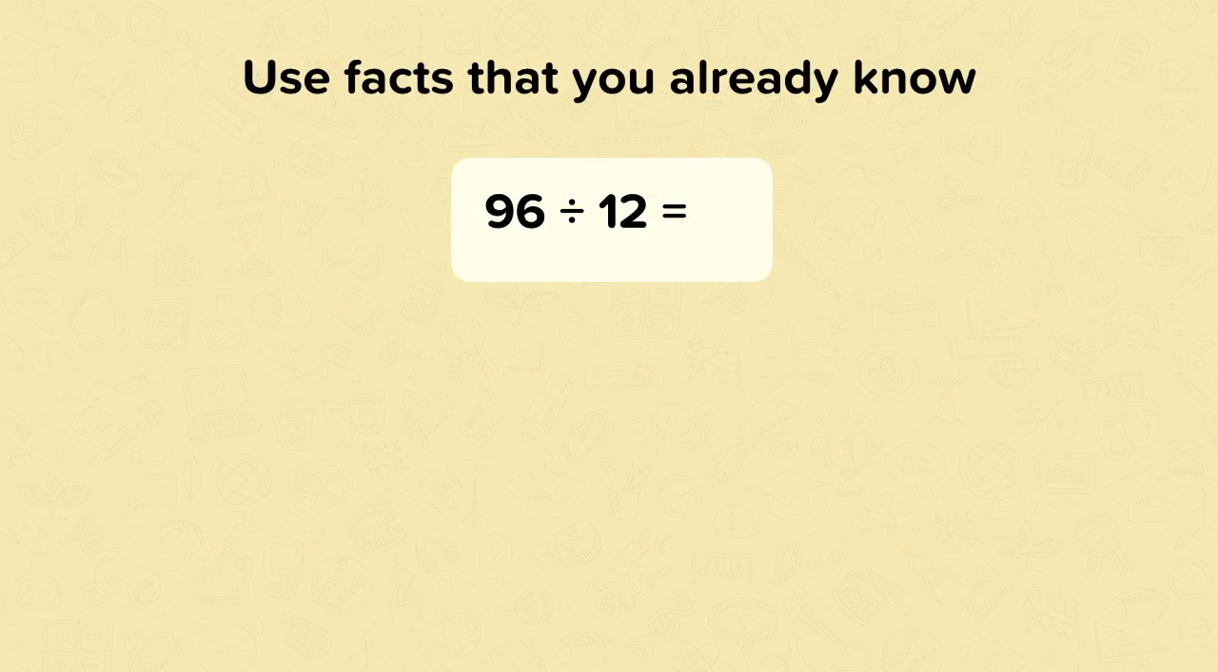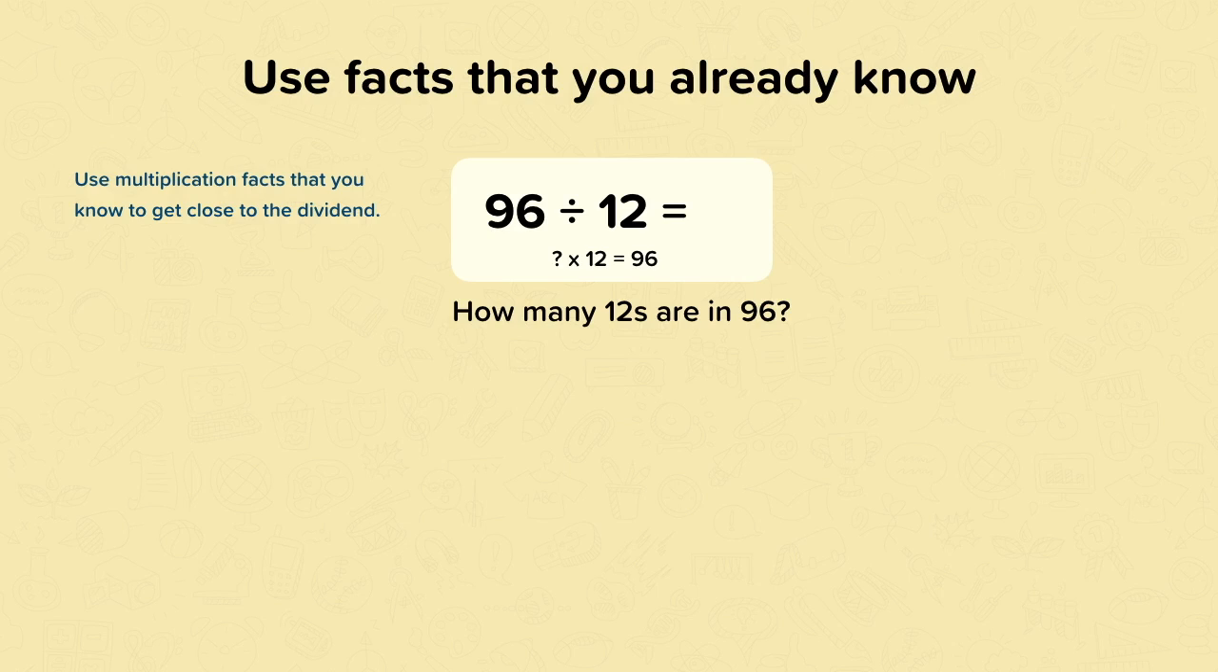If you're working with larger numbers, you can use facts that you already know to help you. So let's look at this example. 96 divided by 12. This is the same as saying how many 12s are there in 96, or the inverse, something times 12 equals 96. So we're going to use multiplication facts that we already know to get close to the dividend. So we know that 5 times 12 equals 60. So there are 5 12s in 60.